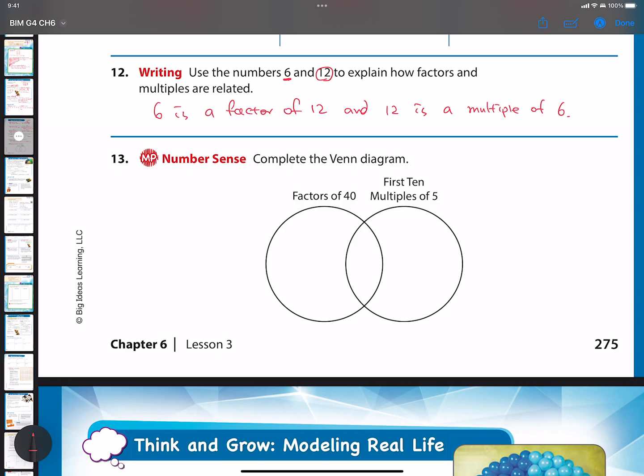All right, so complete the Venn diagram. Factors of 40. Okay, so let's find out. Let's do the factoring. I like that one. 1 times 40 is 40.